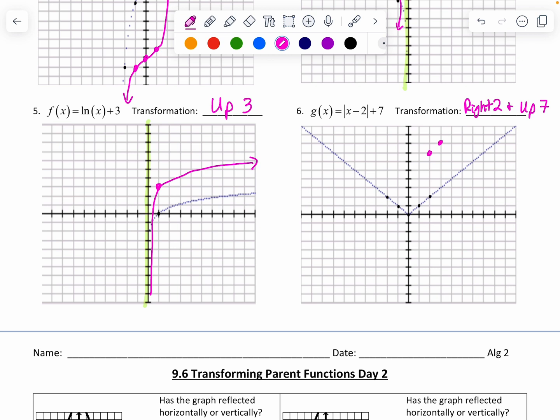And then those points around it, you can kind of just see where they should go based on the picture, but they're all going to the right 2 and up 7. So that is the absolute value function, to the right 2 and up 7.